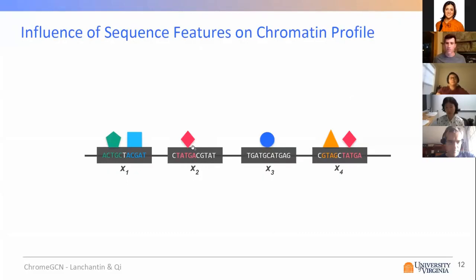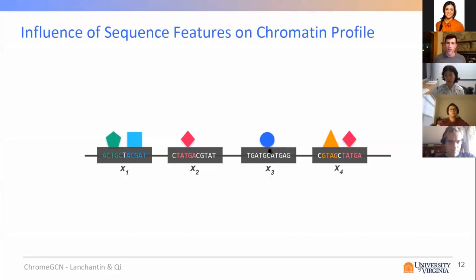So for example, maybe this red diamond shape might be representative of a transcription factor, and that might bind to window X2 because of this subsequence TATGA. However, some elements such as this blue circle, which might be representative of a different transcription factor, may be present with no sequence features in the window.